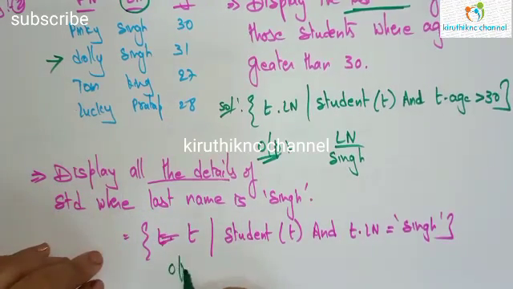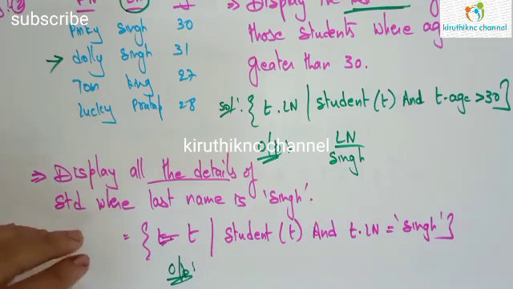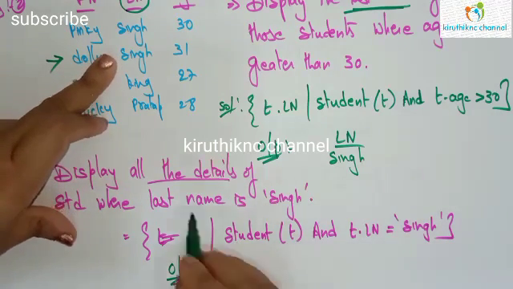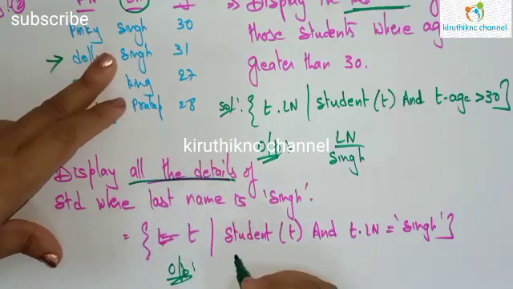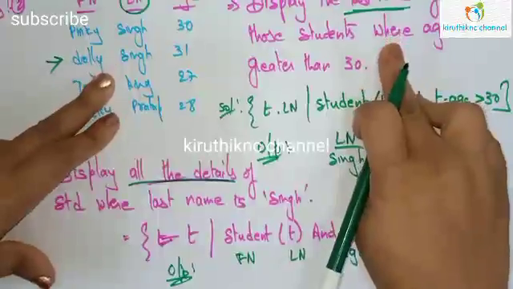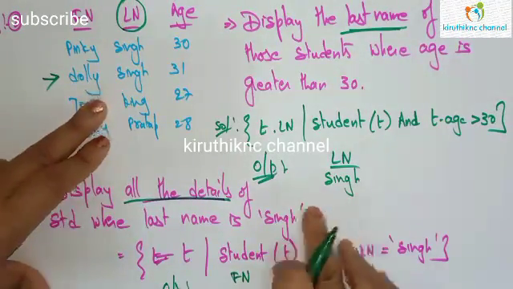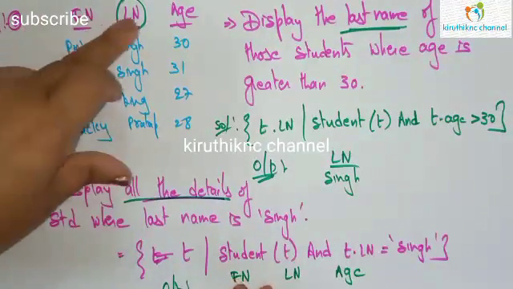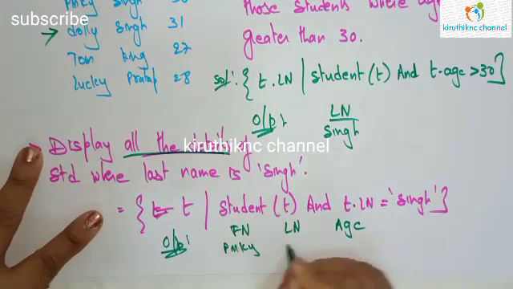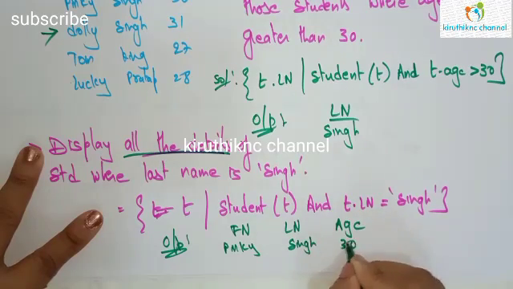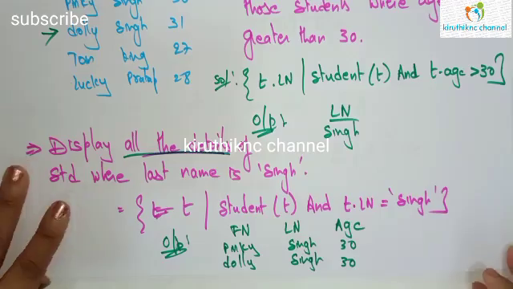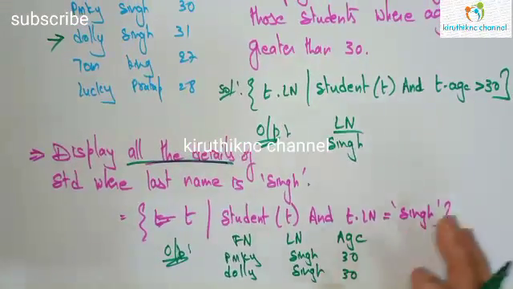Then what will be the output? Whatever tuples have the last name Singh, all their details will be displayed: first name, last name and age. Previously it asked for only one field, the last name, so that's why I got only the last name. Here all the details, first name, last name, age, have to be displayed. So that is Pinky, Singh, 30 and Dolly, Singh, 31. So this is about the tuple relational calculus.